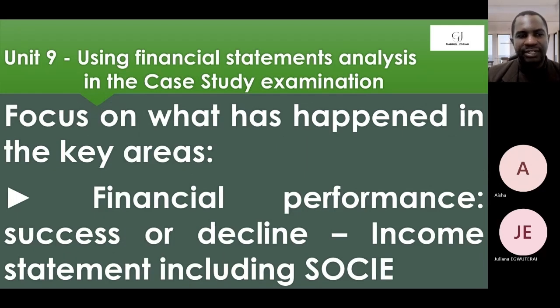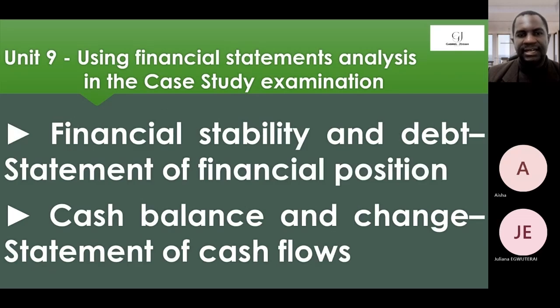Focus on what has happened in the key areas. So if you're looking at the SCI financial performance, look at the success or decline. Look at the income statement and the statement of changes in equity. How are the movements in the opening equity, closing equity, retained earnings, cash reserves, and all that? Retained earnings and revaluation or the other reserves or share premium in the statement of changes in equity. So take note of the upward trend or the downward trend, the success or the decline. That's what you should focus on in your financial performance or SCI analysis.